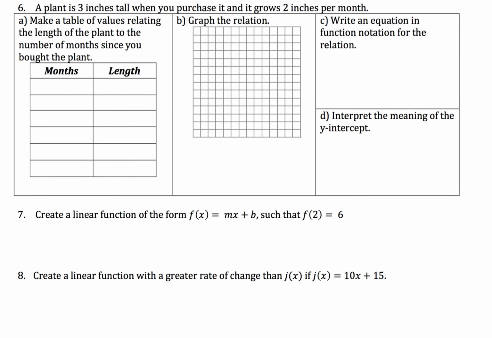Number 6 is a situation problem where you have a plant, you buy it, it's 3 inches tall, it's going to grow 2 inches per month. You're going to create a table, a graph, and an equation, and then part D, you get to interpret what the y-intercept means. Number 7 and 8, you're creating functions based on given criteria. For example, on 7, the function you create has to have an output of 6 when you input 2. And on number 8, you need to create a function that has a greater rate of change than j of x, if j of x is 10x plus 15.